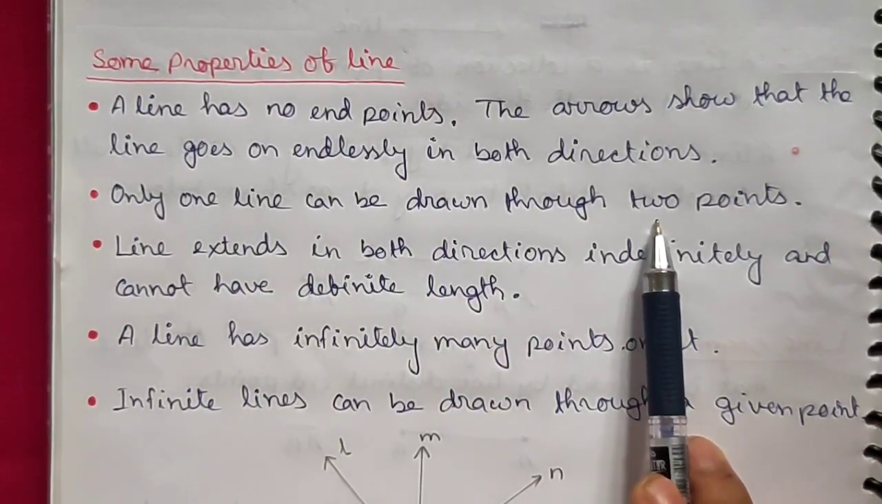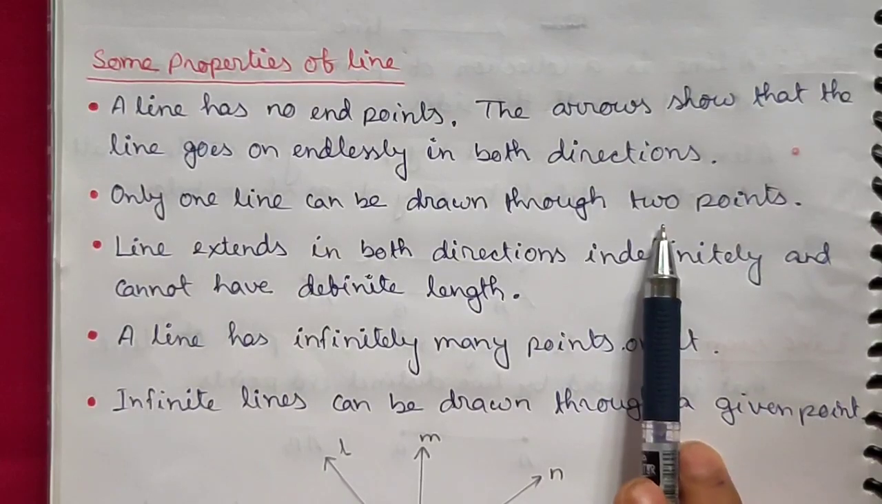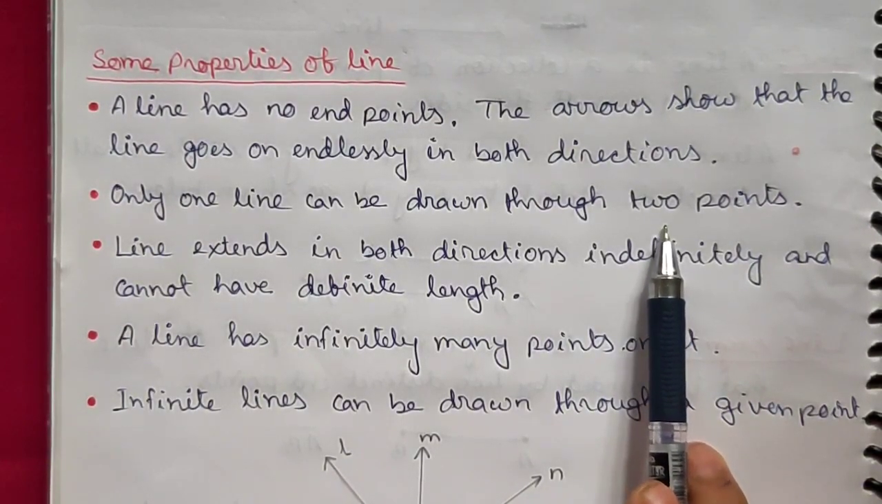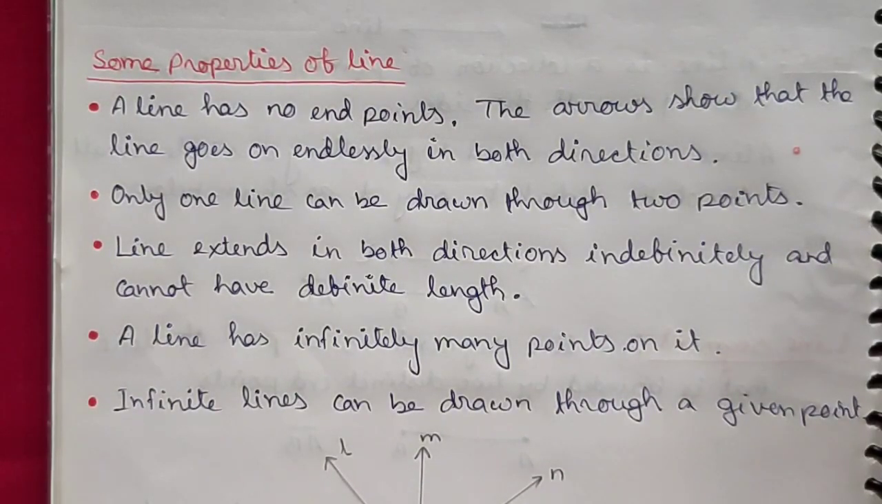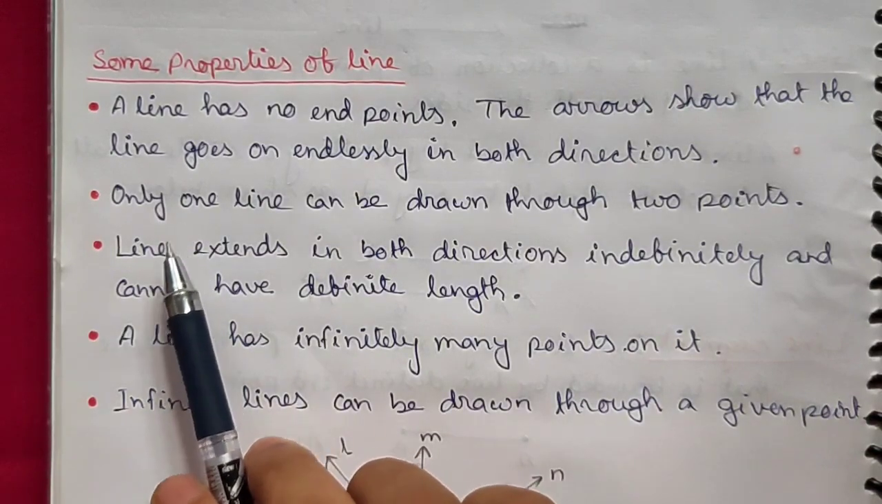Now you can draw in your copy. You can draw 2 points in your copy and look how many straight lines. Okay, the line must be straight. How many straight lines can you draw through 2 points? It will be only one line.